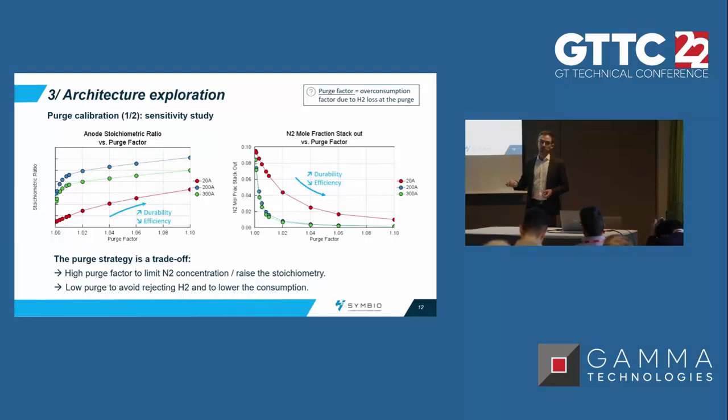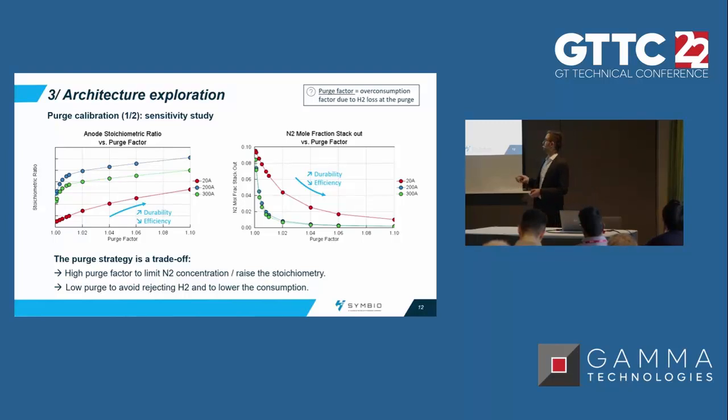A purge factor of 1.10 means that we lose 10% of the hydrogen at the exhaust due to the purge, and 10% is not acceptable, of course, for consumption. So we wanted to study how the purge factor influences the stoichiometry and the anode composition. We did a variation from 1 to 1.10, and we can observe the effect on the anode stoichiometry on the left and on the nitrogen consumption on the right.